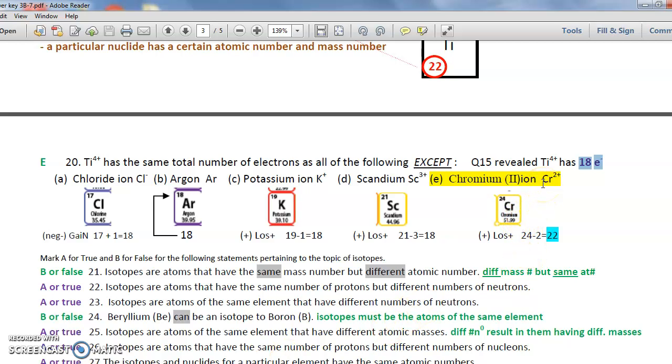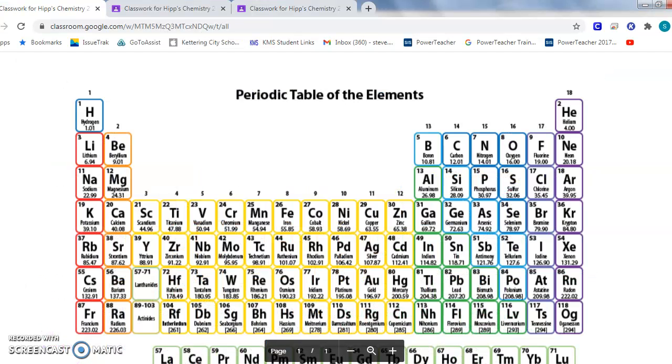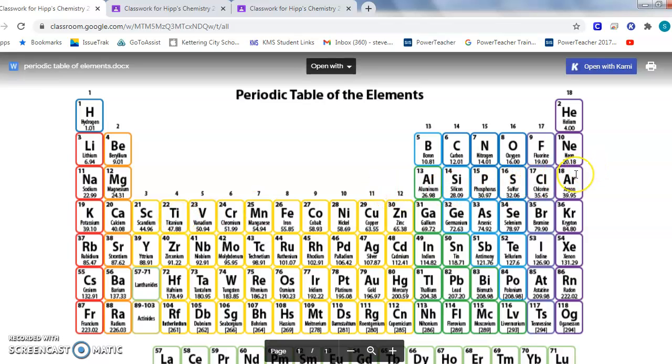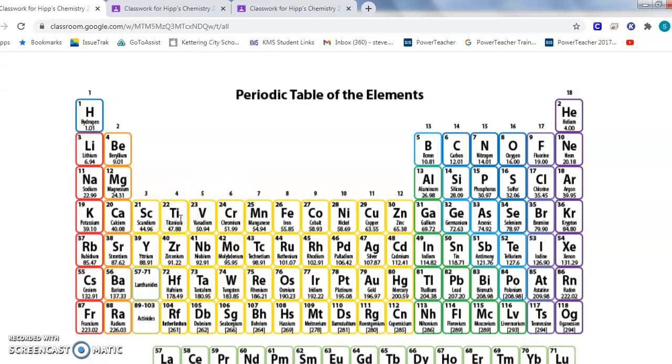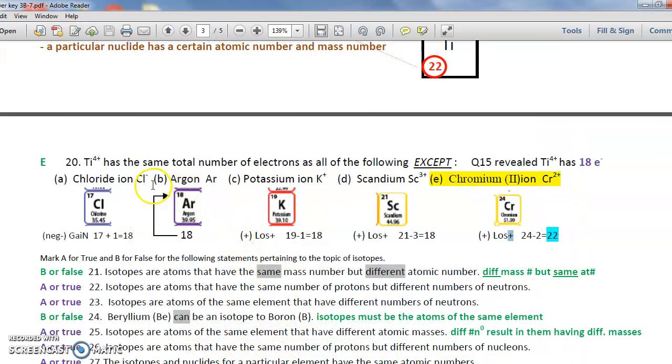Our last one, chromium 2+. How many electrons would chromium 2+ have? Plus means it's lost electrons. It starts with 24. If it loses 2, it would only have 22 electrons, not 18. Letter E does not have the same number of electrons as titanium 4+. Who does it have the same as? Titanium 4+ has the same as argon. If chromium loses 2, it would have the same as titanium, not titanium 4+. We'll stop here at question 20 and pick up on our next video with the true-false questions following.